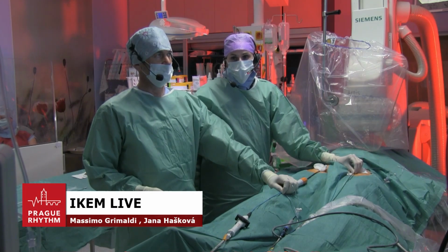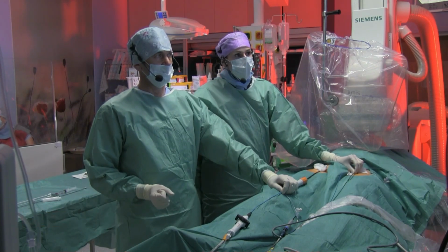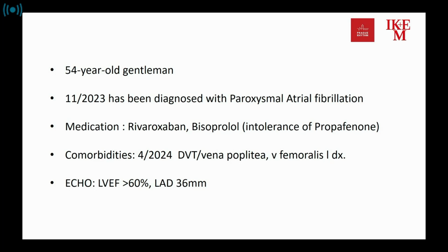he has been diagnosed with paroxysmal atrial fibrillation in November 2023. It's a pure paroxysmal arrhythmia. He was on medication, rivaroxaban and bisoprolol, because he was intolerant of propafenone. Among his comorbidities, in April 2024 he had deep venous thrombosis in the vena poplitea and vena femoralis on the right side. But now it's okay. We checked it before the procedure, and his echo is normal. We are now preparing to do ablation with PF energy with the Varipulse system.